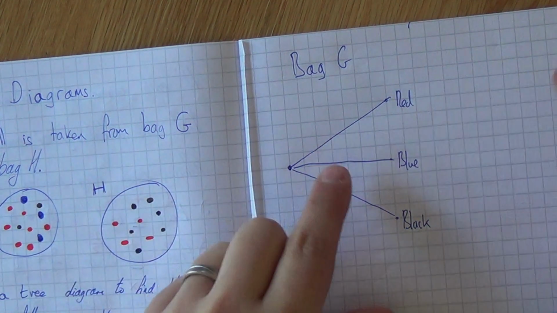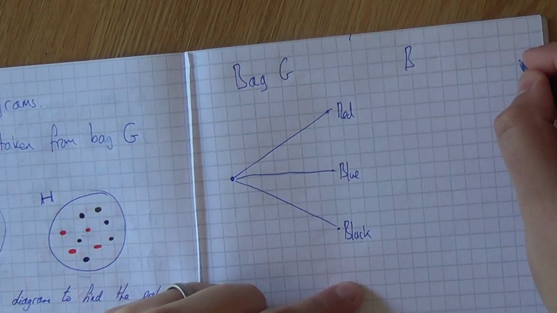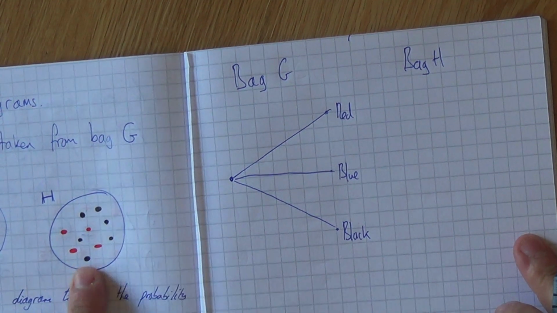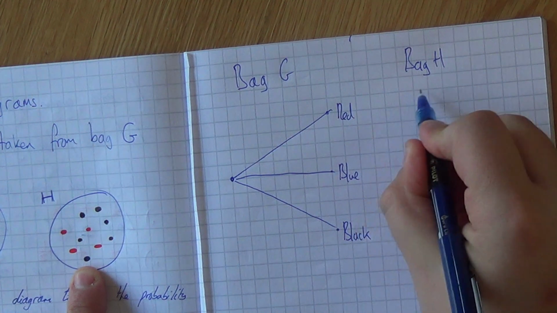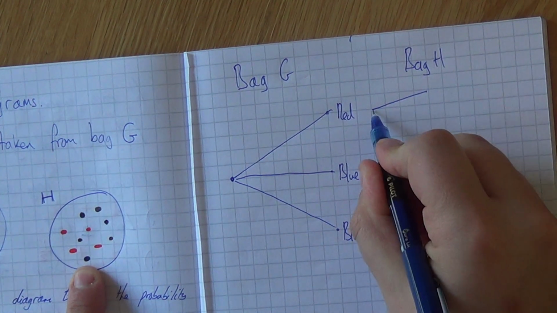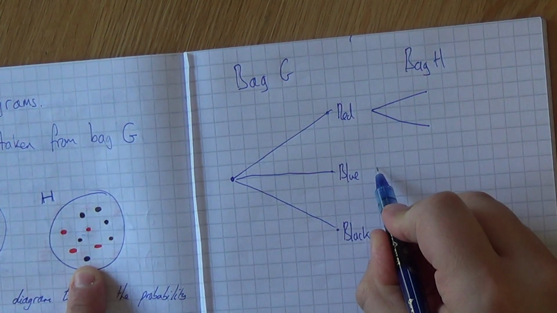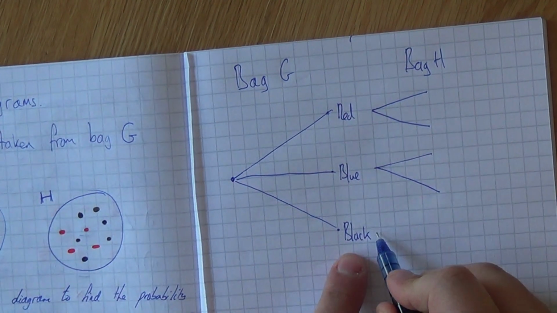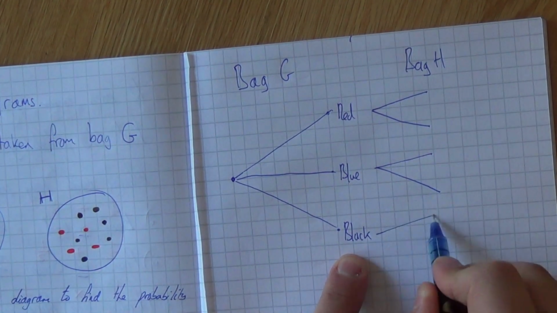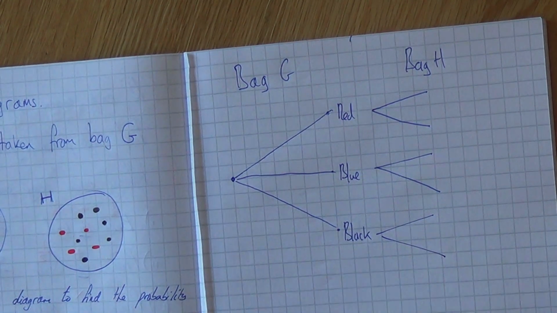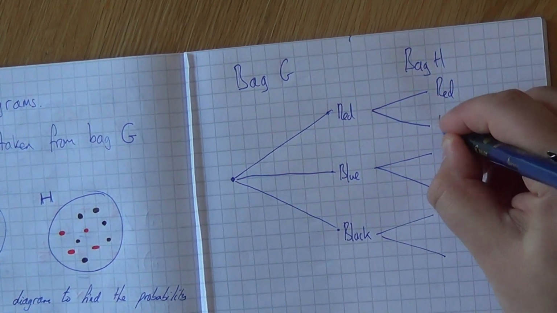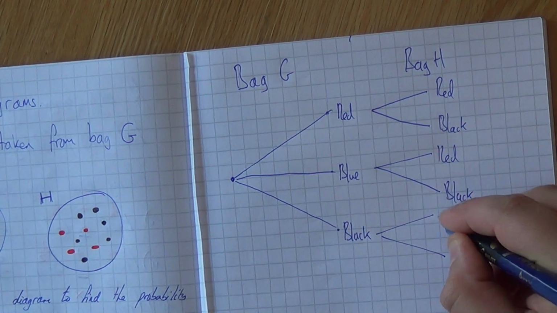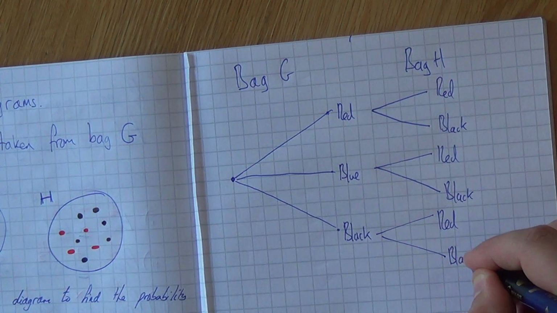And then our second event is taking a ball out of bag H. And here there are only two colours, so that means this gets split into two possible worlds, one there and one there. This gets similarly split, one there and one there. And this gets split into two worlds as well, one there and one there. And this is going to be red and black. This is red and black. This is red and black.